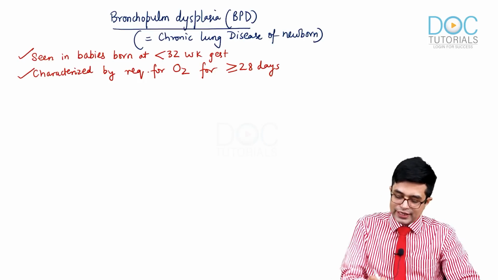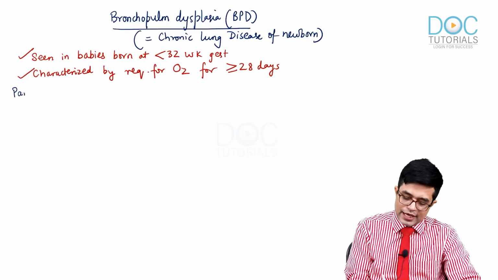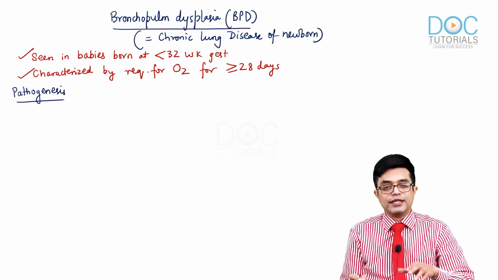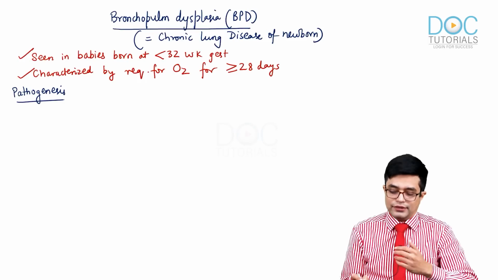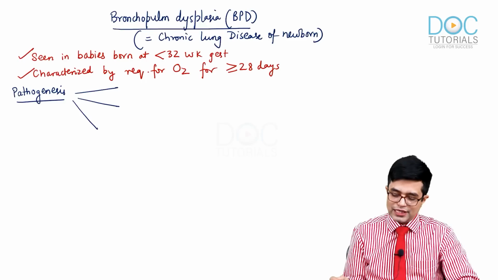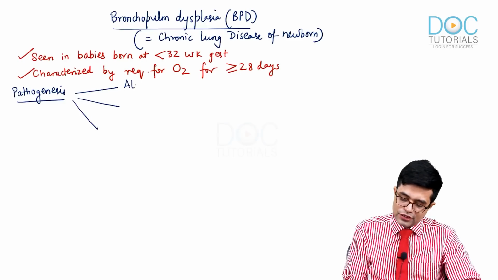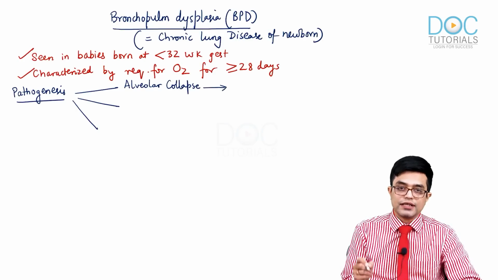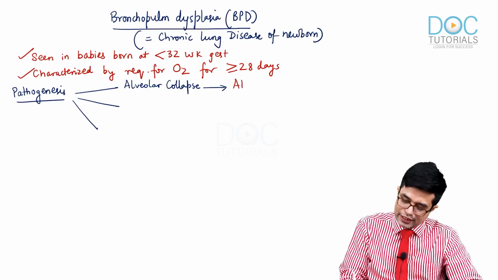What is the reason? Why does the disease develop? As more and more premature children are being saved from HMD, the incidence of BPD is rising. There are three main reasons which are implicated in producing bronchopulmonary dysplasia. First of all, any condition which produces alveolar collapse starts fibrosis and inflammation in the lungs. This is called atelectrauma.